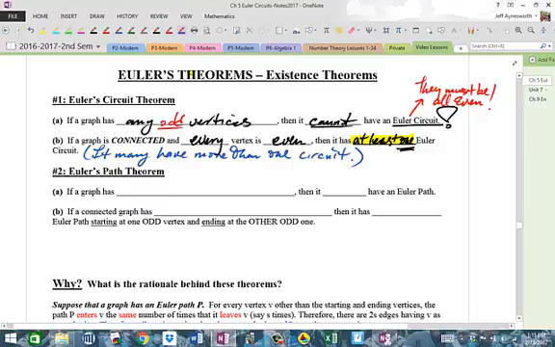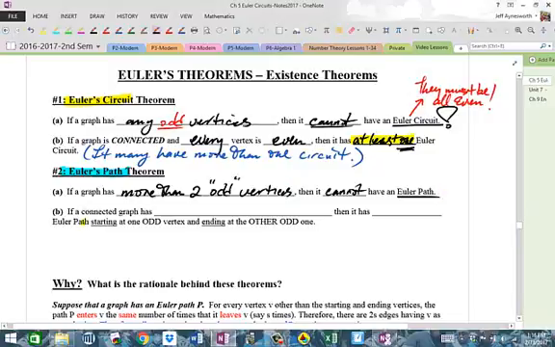Number 2, Euler path theorems. The first one was Euler circuits. The next one here, Euler paths. Now this is what Euler said back in the day. A: if a graph has more than two odd vertices, keyword is odd, then it cannot have an Euler path. Why? Because you have to have exactly two.